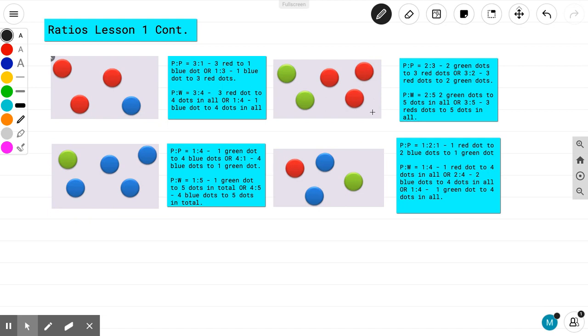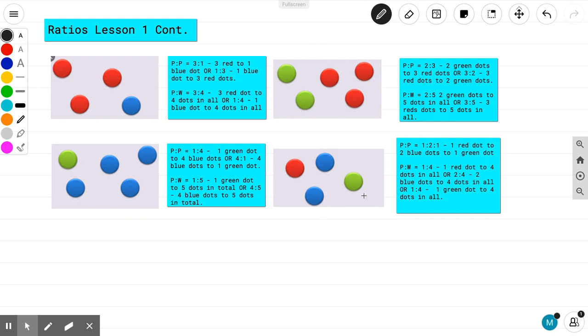Over here, we have 5 dots again all together. For part to part, we have 2 green dots to 3 red dots, so a 2 to 3 ratio. Or you could flip that and say 3 red dots to 2 green dots. For part to whole, 5 dots again all together, so 2 green dots to 5 dots all together, or 3 red dots to 5 dots all together.